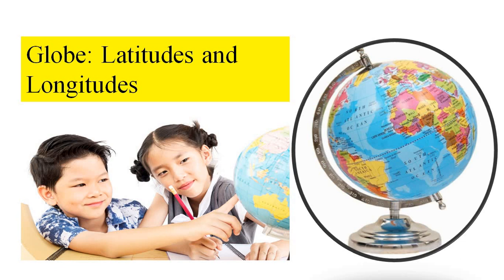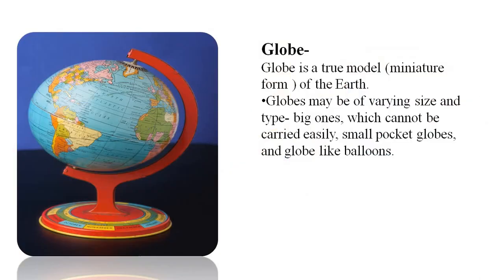First of all, we need to know what is a globe. Globe is a true model or miniature form of the earth. It represents our earth. Our earth looks exactly like this when we observe it from outer space. We can study properly with the help of a globe how days and nights are formed. Globes may be of varying size and type: big ones which cannot be carried easily, small pocket globes, and globe-like balloons which can be inflated and are handy and carried with ease.